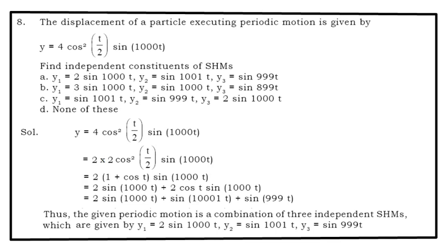Now you have to apply a formula again here. Cos t into sine 1000 t is basically 2 cos A into sine B. So the formula becomes 2 sine 1000 t plus sine 1001 t plus sine 999 t. Thus, the given periodic motion is a combination of three independent SHM, which are given by y1 is equal to 2 sine 1000 t, y2 is equal to sine 1001 t, and y3 is equal to sine 999 t. So the option A is the correct answer.